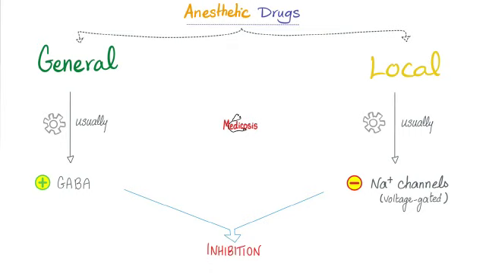How about local anesthetics? They are usually inhibitors of the sodium channels. They block the sodium channels. Okay, and the sodium channel was responsible for what? It was responsible for depolarization, which is activation. But when you give local anesthetics, sodium channels, may they rest in peace, will not work. Now you will end up with inhibition.